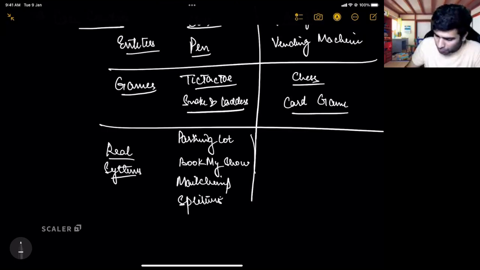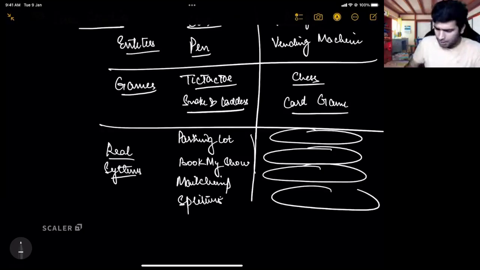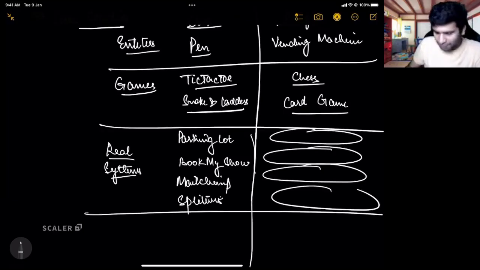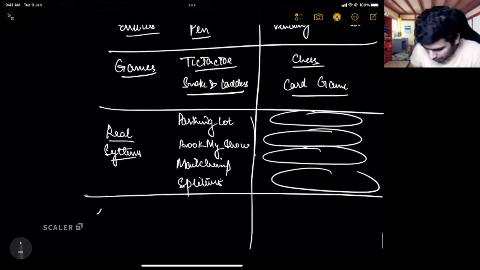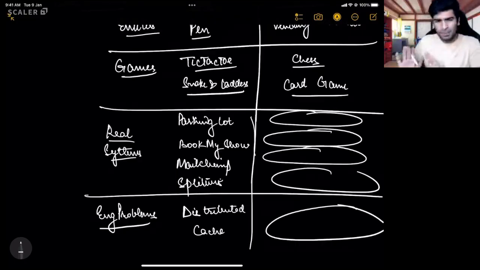And then there will be 4 classes. I mean, there will be 4 assignments. I haven't yet decided the assignments for your batch. We will come to that very soon. And after that, the one last thing is going to be engineering problems. For engineering problems, we are going to discuss one thing, which is designing a distributed cache. Here also, I haven't finalized the assignment yet, but there is going to be one assignment.